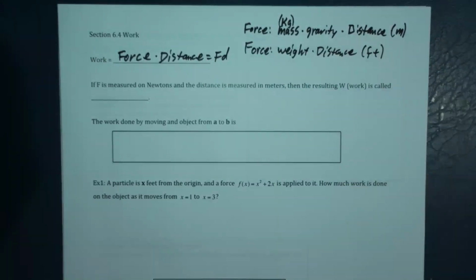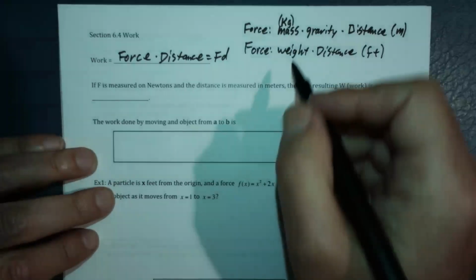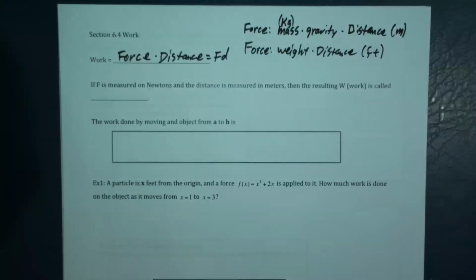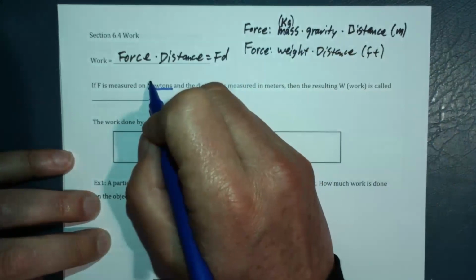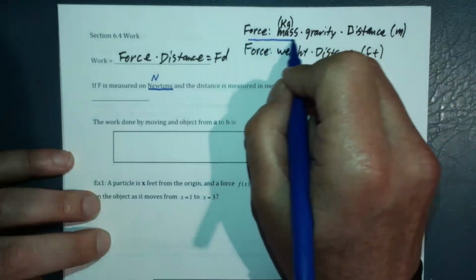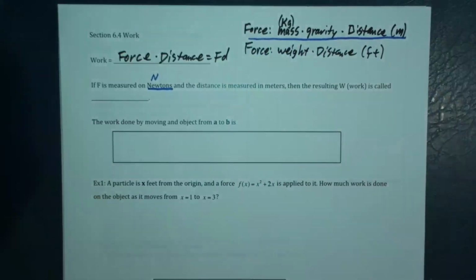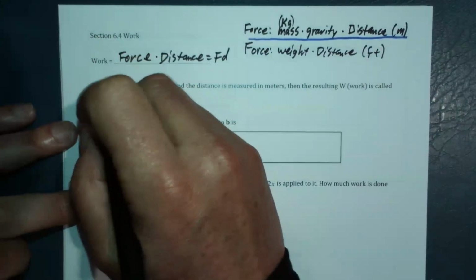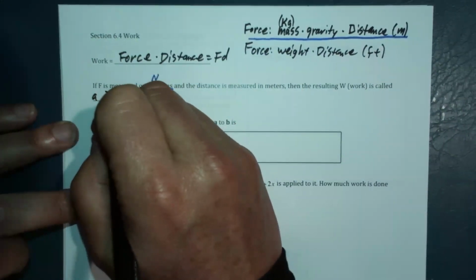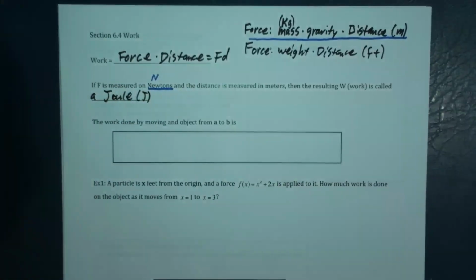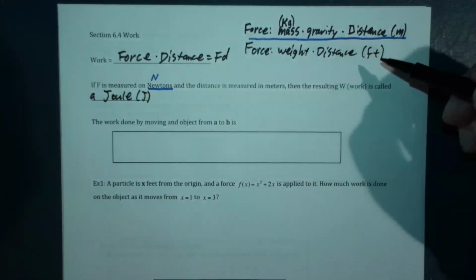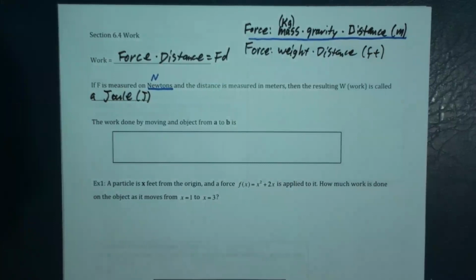Now, if F is measured in newtons, that's capital N, and the distance is measured in meters, then the resulting work is called a joule. This is for those of you who have not taken a physics course before. A joule, and we represent a joule with a capital J. And as I said before, if we're in the American Standard, then we are often in foot-pounds.